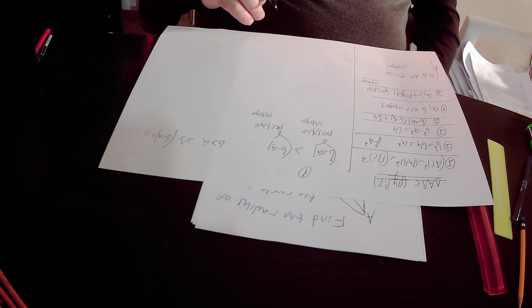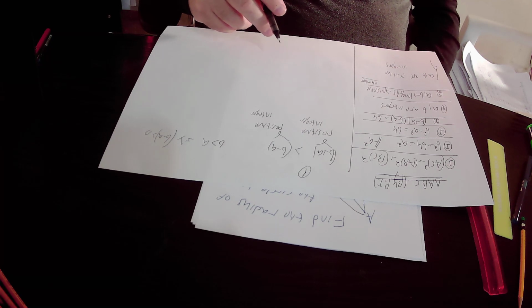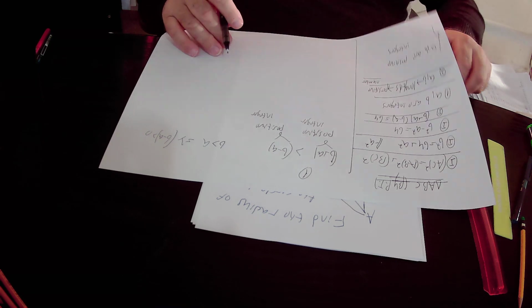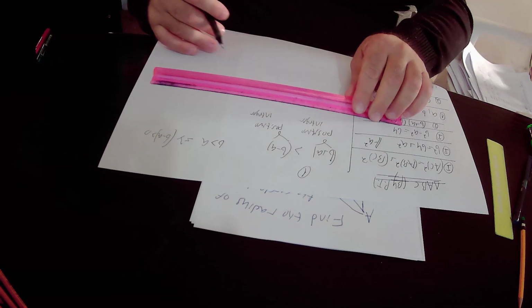Okay, so in conclusion, we found out that b plus a is a positive integer, b minus a is also a positive integer, and b plus a is greater than b minus a.